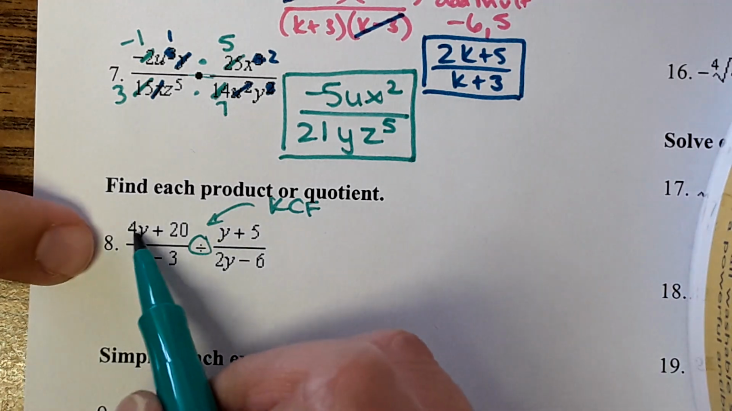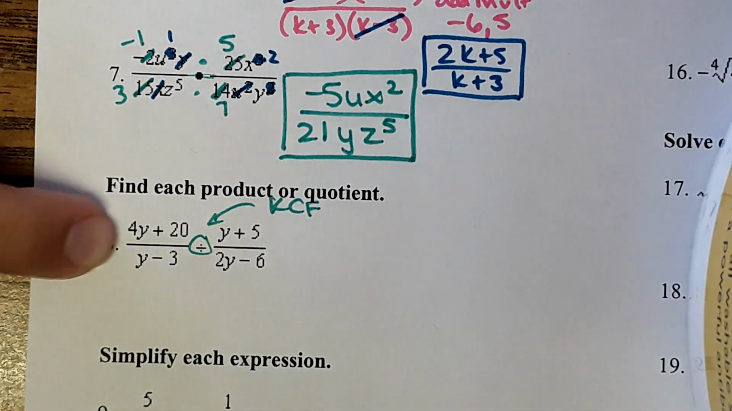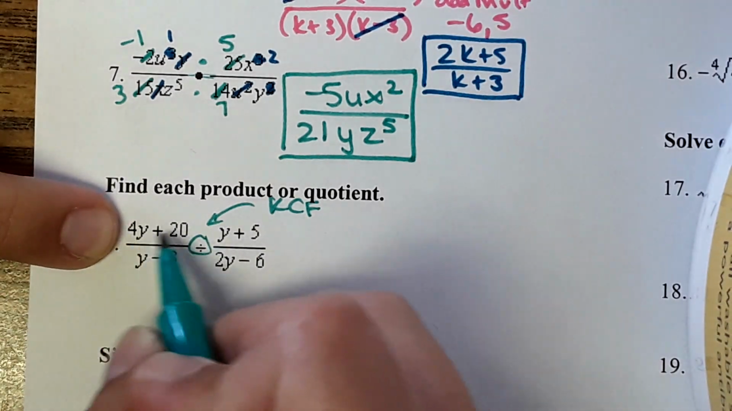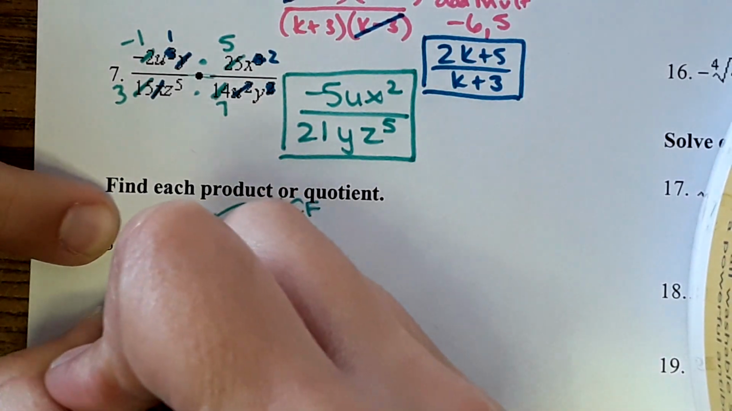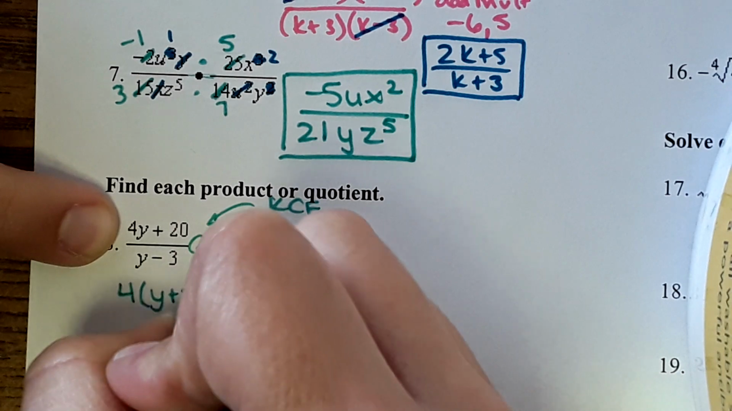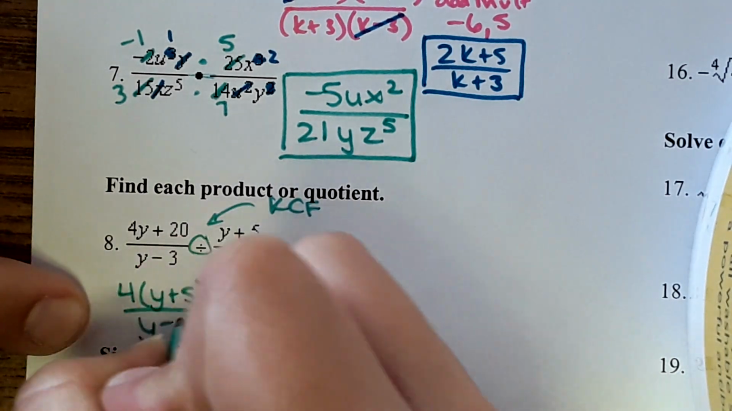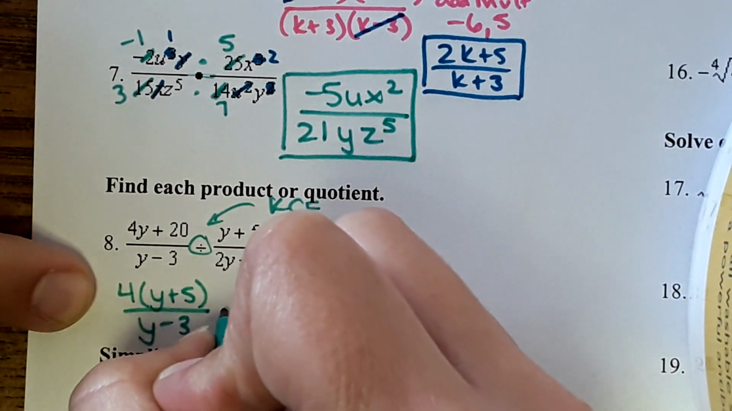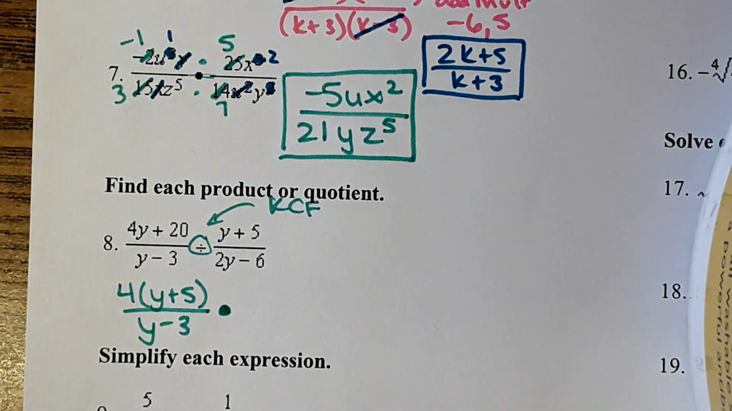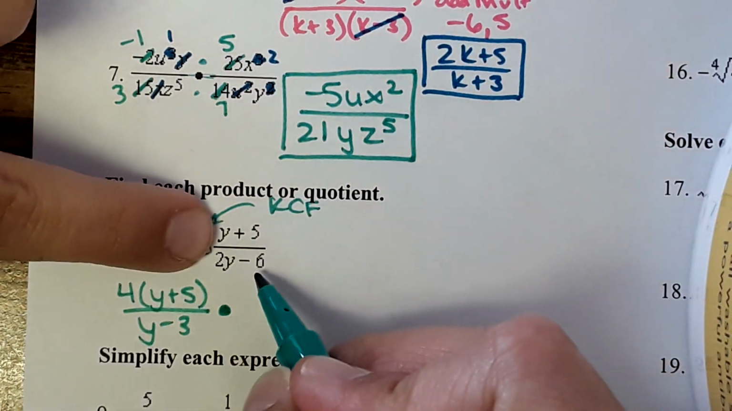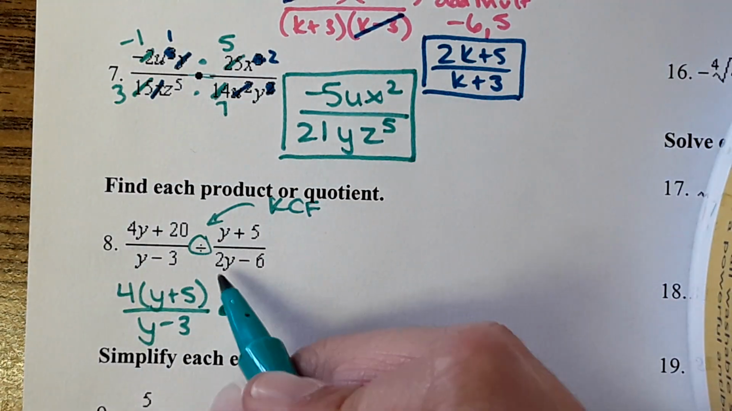As I rewrite this, I'm going to factor stuff out as well. So for example, with 4y plus 20, I know I can factor 4 out of both of those terms. So as I rewrite it, I'm going to be doing that as well. So 4 times y plus 5. Leave it as y minus 3 over here. Change the sign to multiplication. And flipping this and also factoring it at the same time.